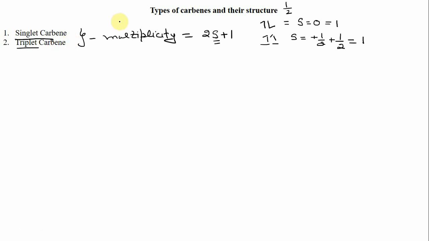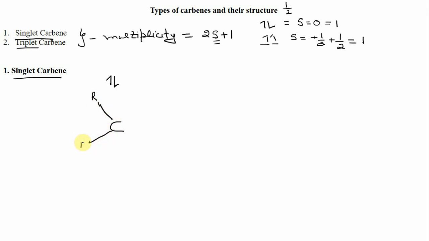So let us look at the structure of each kind of carbene separately. Let us begin with the singlet carbene. As I already told you, in a singlet carbene, both electrons present on carbon have anti-parallel spin. So here, suppose this is your carbon. In carbenes it is divalent in nature, so these are two covalent bonds.